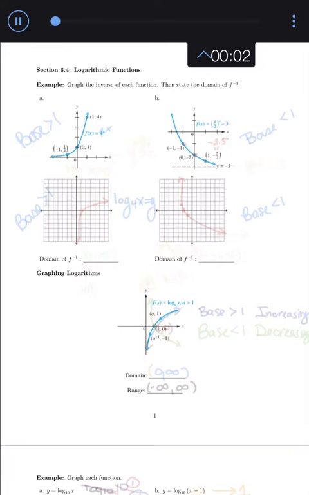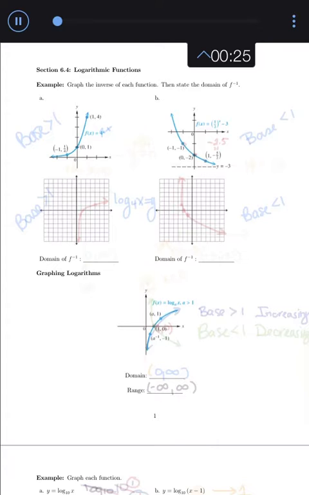Now in section 5.4, what we'll look at is actually graphing the inverse of the exponential functions. That means we're looking at graphing the logarithmic functions. So let's take a look. Well, remember the idea behind inverses is that you're swapping x's and y's.